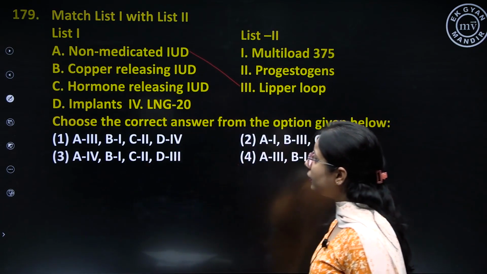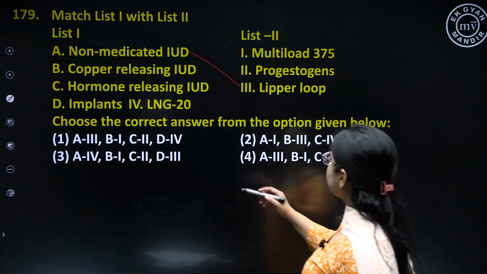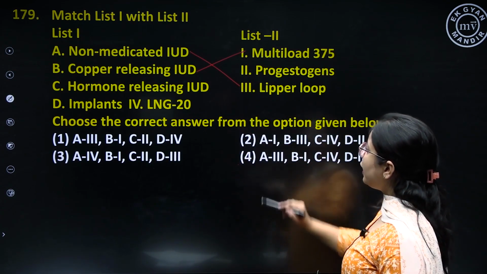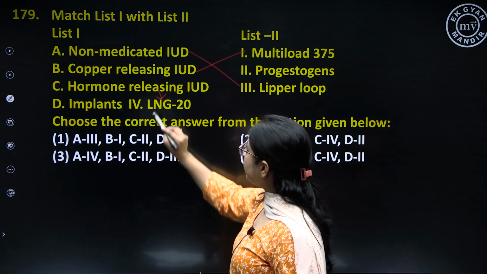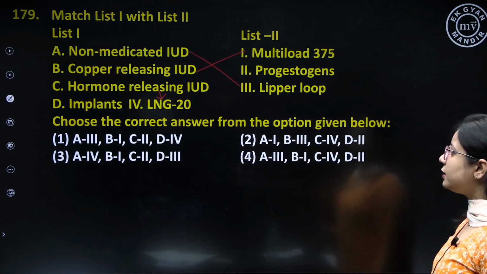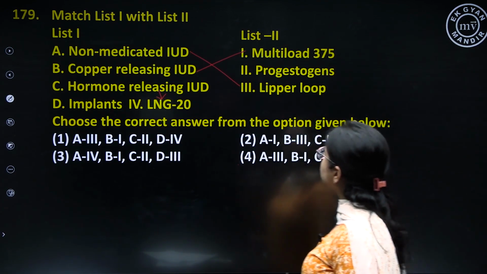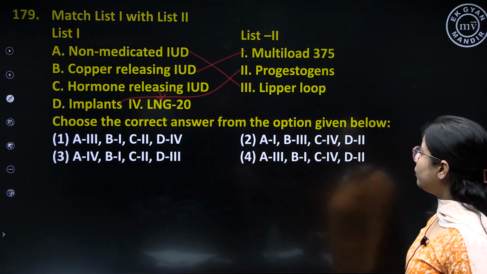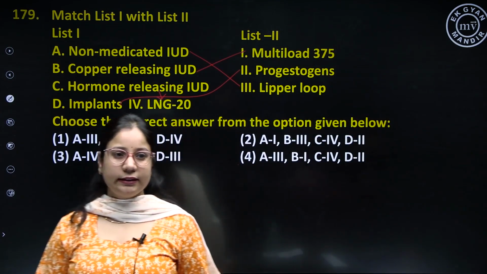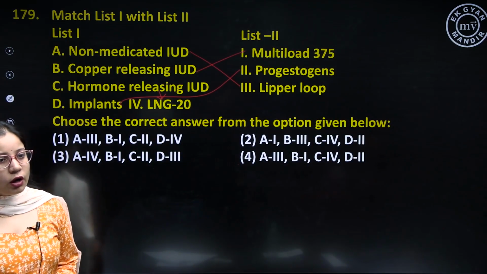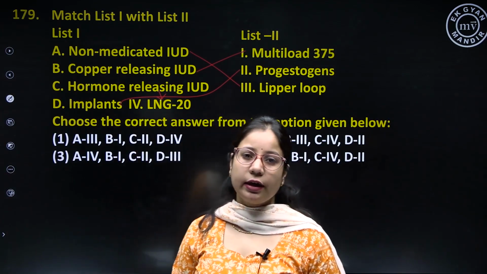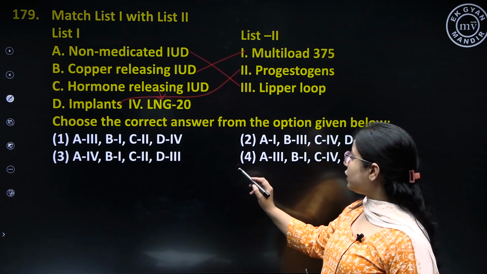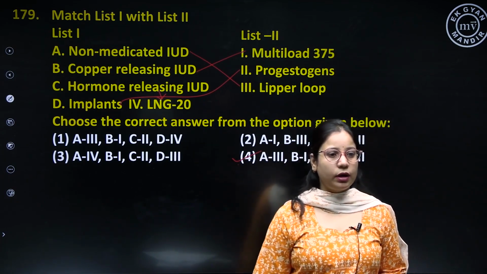Non-medicated IUD, it is Lippis loop. Copper releasing IUD, it is multi-load 375. Then hormone releasing IUD, it is written over here, 4th number, that is LNG20. And implants can be also used for contraception. So implants are progestogens, and these are used under the skin to provide contraception. So all the above mentioned list is of intrauterine devices except for implants, and the correct option for question number 179 is option number 4.